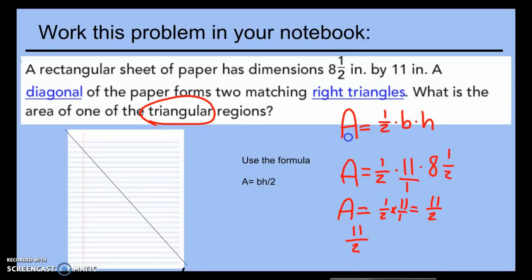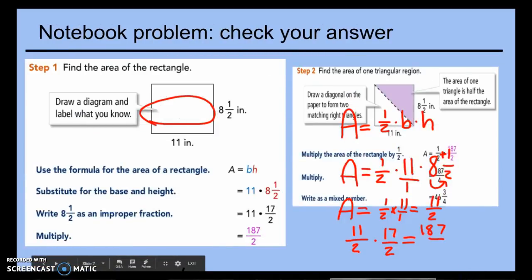Okay? Now, we have 8.5 as a mixed number. But if you remember back a couple of months, we talked about if you had a mixed number, you can always turn it into an improper fraction for multiplication. So we can multiply our whole number times our denominator, and then add our numerator. 8 times 2, 16, plus 1 gives us 17. And our denominator is 2. So now you have to multiply 11 over 2 times 17 over 2, which is 187 over 4.